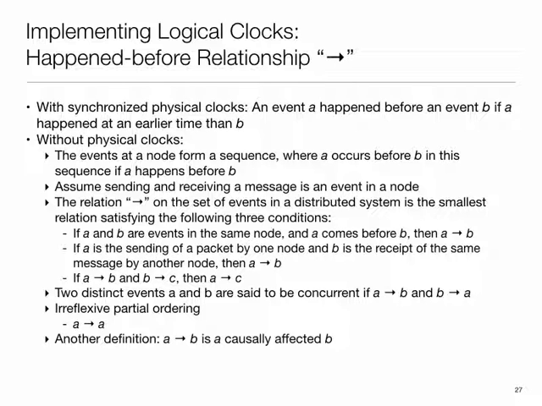basically we are defining an ordering relationship. If A and B are events in the same node and A comes before B, we represent it like this. If A is the sending event of a packet and B is the receipt of the same packet by another node, then again A comes before B. And then, of course, a transitive relationship holds true: if A comes before B, and B comes before C, then A comes before C. Furthermore, if neither A is before B nor B is before A, then they are concurrent. So in effect, we have defined a relationship that A precedes B, or A causes B, whichever way you want to look at it.